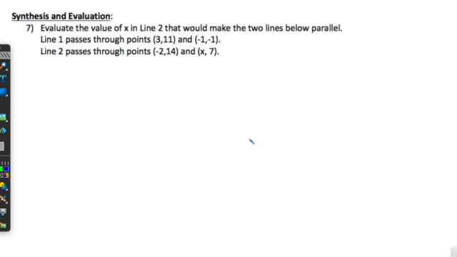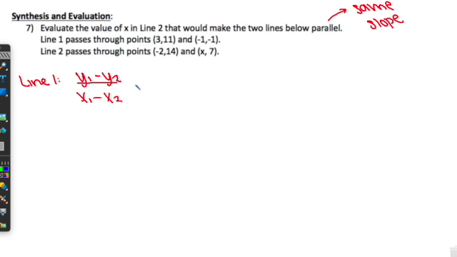Last but not least, for number 7, evaluate the value of x in line 2 that would make the two lines parallel. Well, remember that parallel means that they have the same slope. So if they have the same slope, I first have to find the slope of line 1. So I'm going to use my y1 minus y2 over x1 minus x2. I'm going to just go in the order that I have.